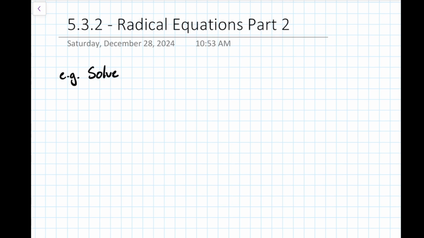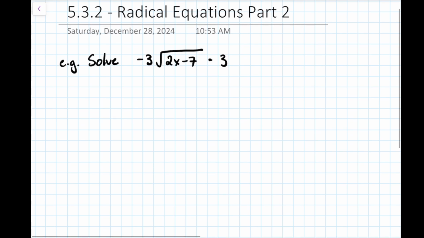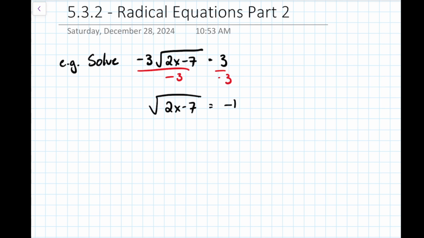All right, so let's just dive straight into things. So we're going to solve this equation. At first glance, doesn't look particularly difficult, right? Probably even easier than some of the ones I did in the last video, but let's go through things and see how it goes. So remember, the first thing we want to do is isolate our root, which means that -3 at the front has got to go. So I'm going to divide both sides by -3, which is going to get me root 2x minus 7 equals -1.